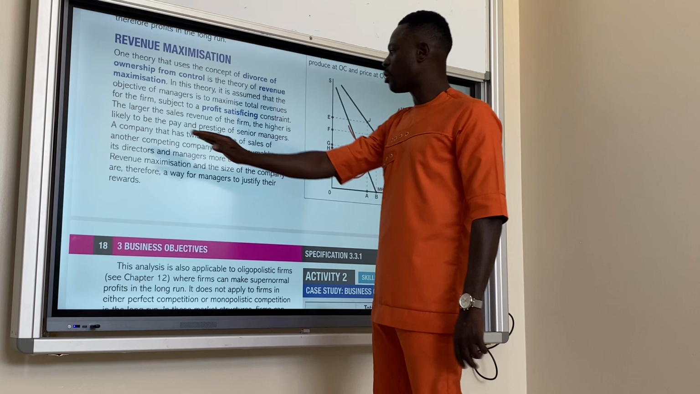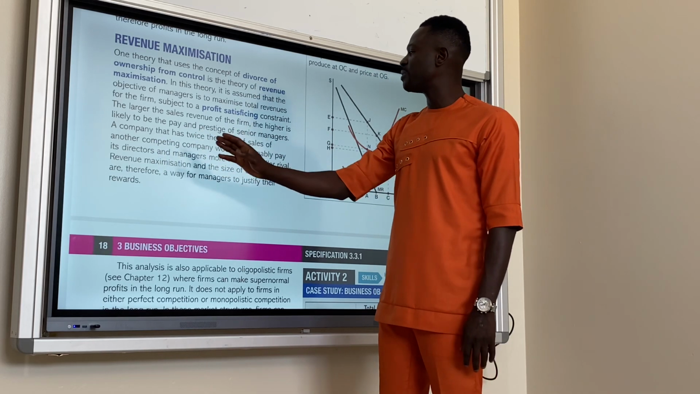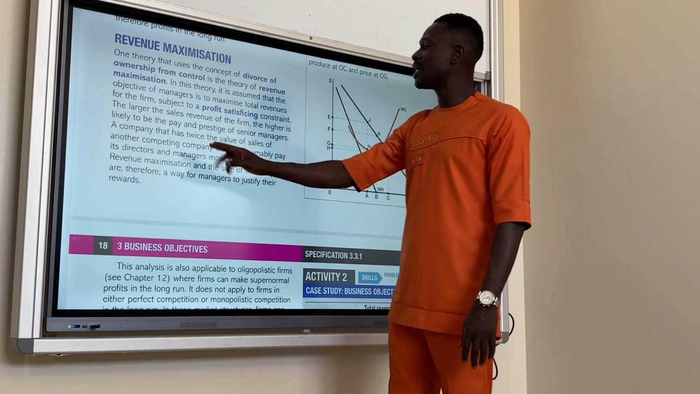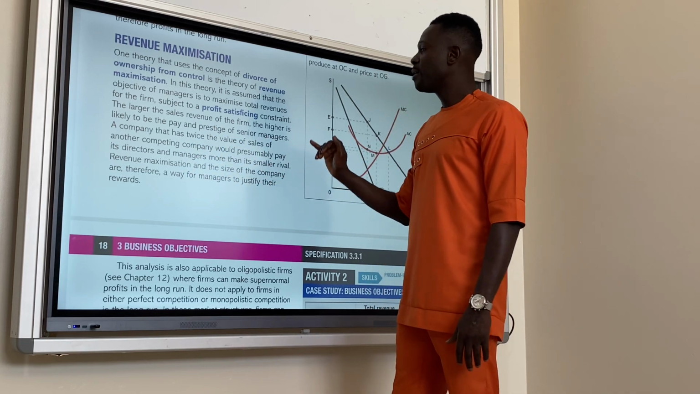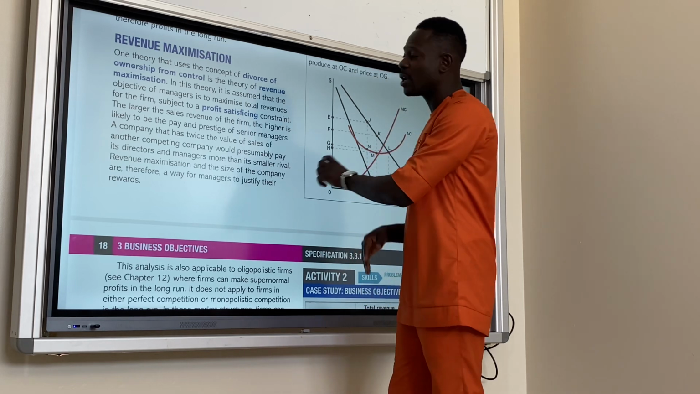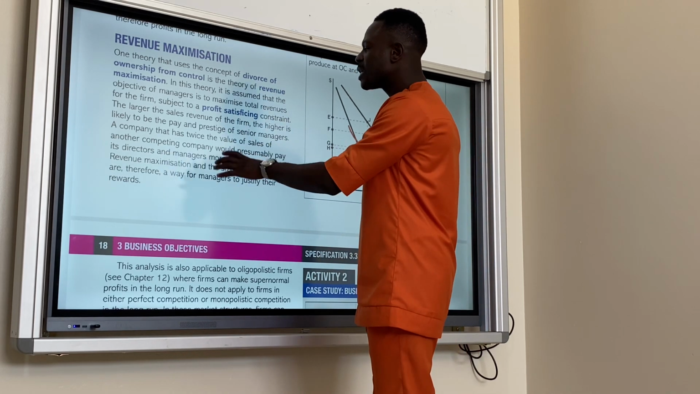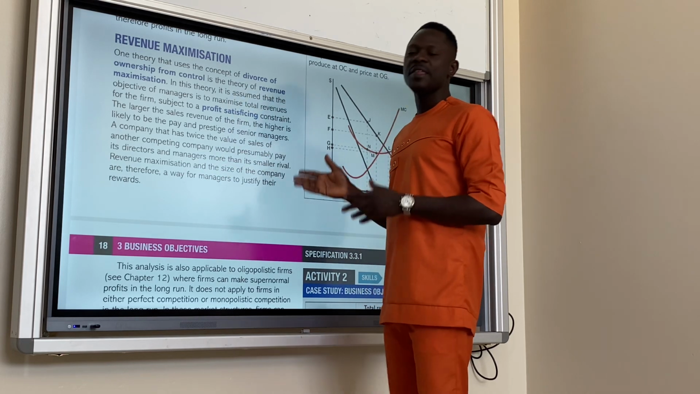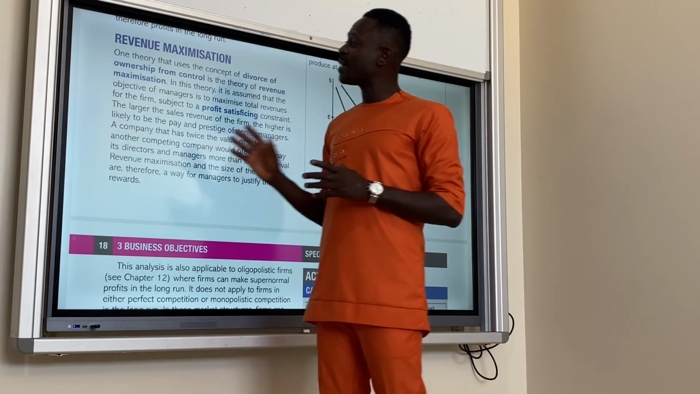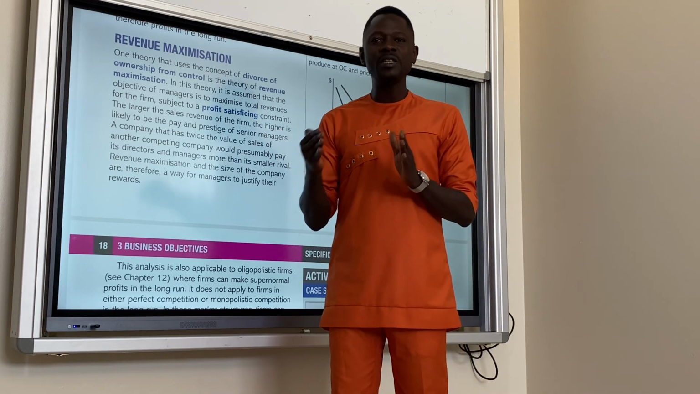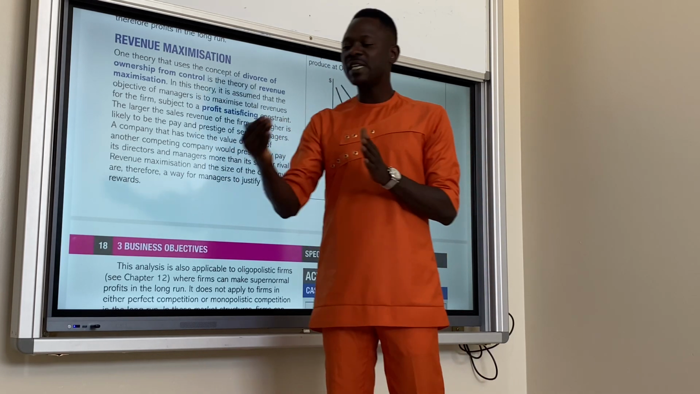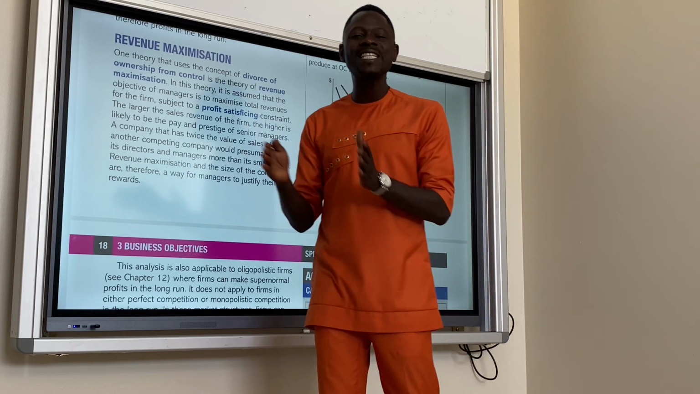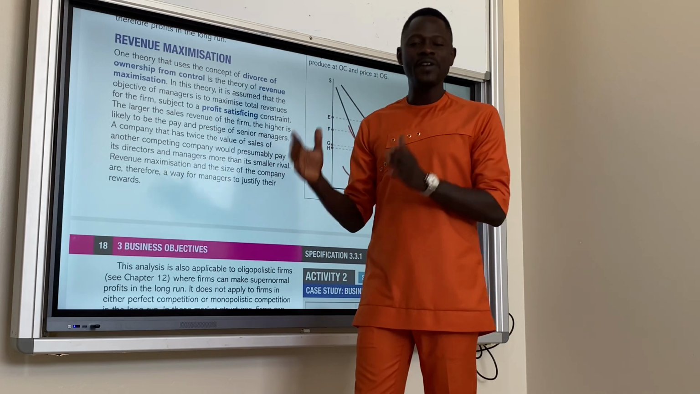A company that has twice the value of sales of another competing company would presumably pay its directors and managers more than its smaller rival. Revenue maximization and the size of the company are therefore a way for managers to justify their rewards. For revenue maximization, there's what we call the divorce of ownership and control. So if there's divorce of ownership and control, it means the directors and the managers are the ones setting the target, and the target is revenue maximization.